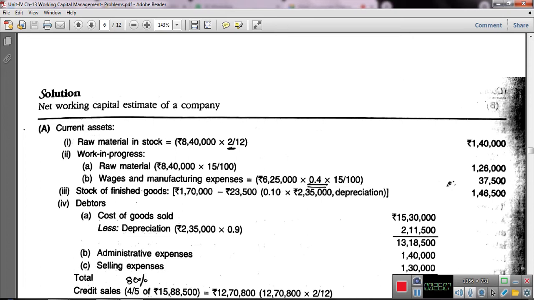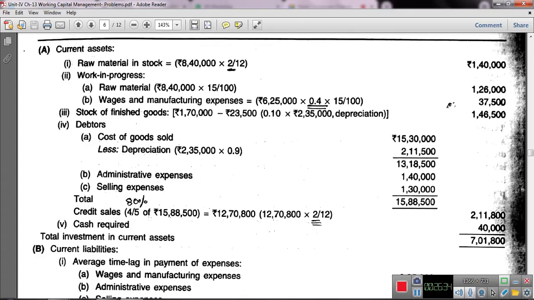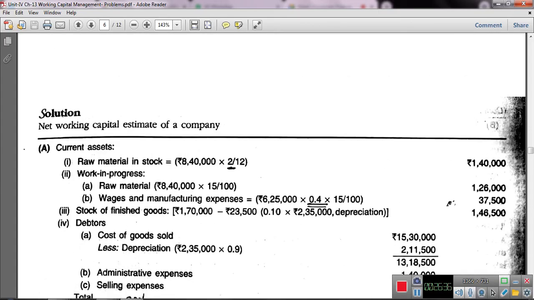The third current asset is stock of finished goods. So stock of finished goods is equal to 1,70,000 minus 23,500. How do I arrive at this 23,500? That is 10% into 2,35,000 depreciation. Let us see what that depreciation is here.